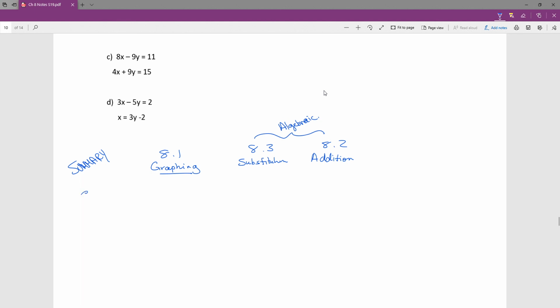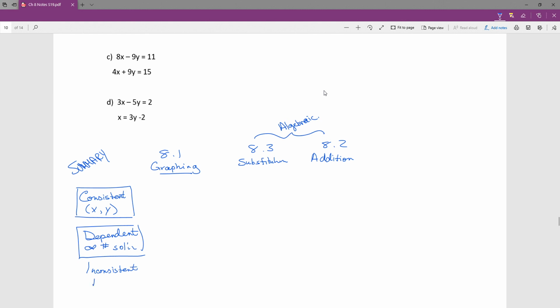So we could have a consistent system, where we had an x and a y value. We had a unique solution. We had a dependent system, where we had an infinite number of solutions. And we had an inconsistent system, where there were no possible solutions.